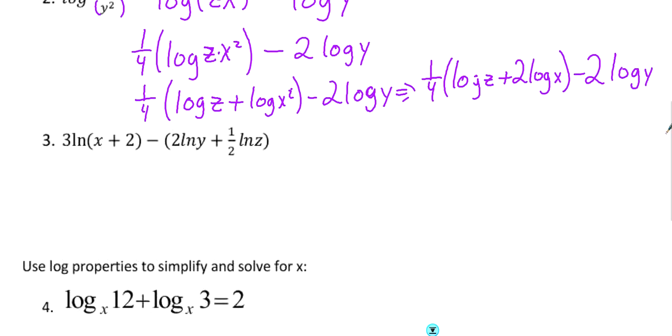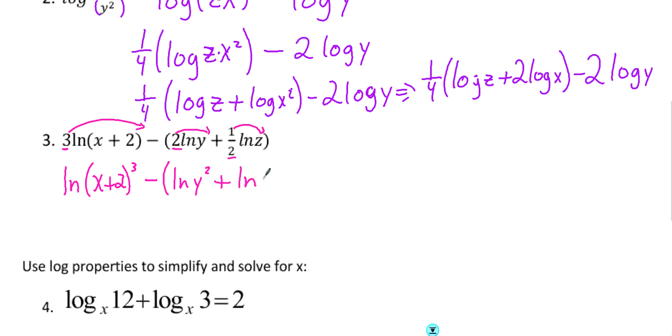Number 3, we're going to be condensing because you can see that we have a bunch of logarithms. We're going to condense it down to one. So the first thing we're going to do is deal with this. We're going to move it to the power to get natural log, and then we're going to do these powers here and here too. Move it there and there. So I end up with natural log of x plus 2 cubed minus parentheses the natural log of y squared plus the natural log of the square root of z, because that's going to be the 1/2 power and it makes it the square root.